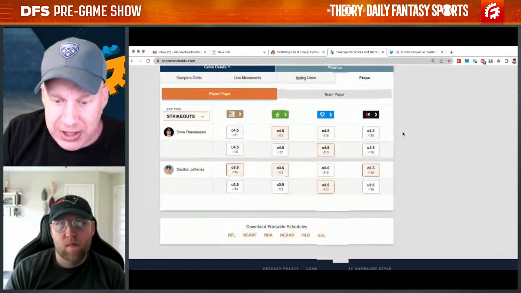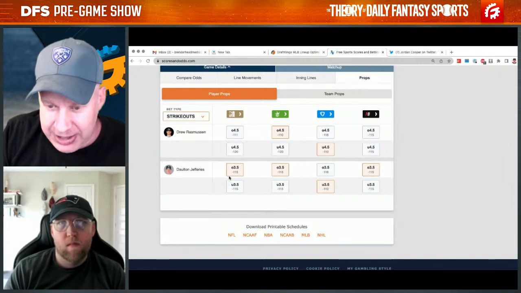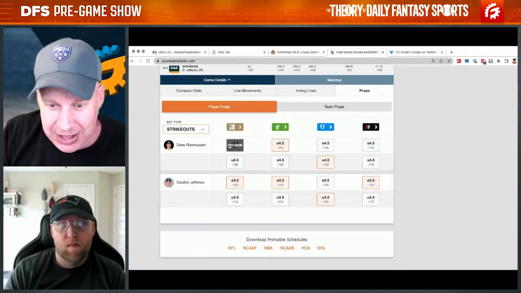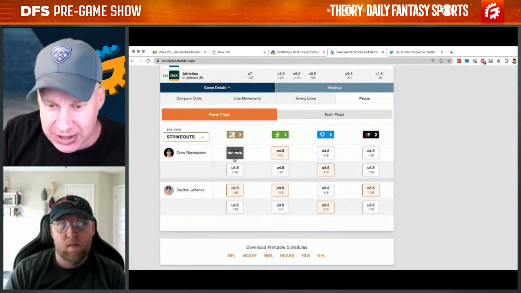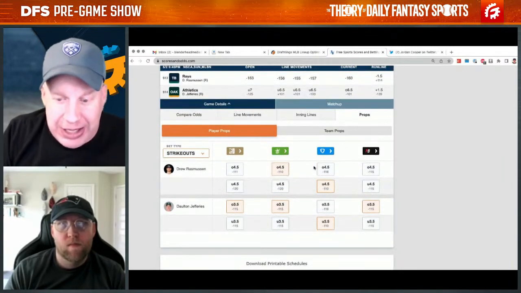But then you also go to props and you go, okay, let's take a look at props. Okay. Dalton Jeffries over 3.5. And you go, okay, minus 115, minus 115, minus 116, minus 115. Okay. There's really not much difference here, right? Minus 110 on this side. So there's really nothing here that stands out. Here's over 4.5 for Drew Rasmussen. You go, okay, what's the best line on here? Minus 110. What's the best line over here? Minus 110. Yeah, that's 10 cents, right? So there's no advantage. Like, okay, it's whatever.